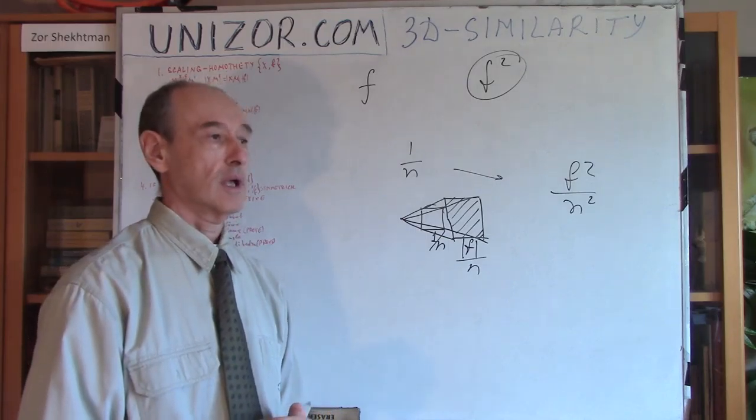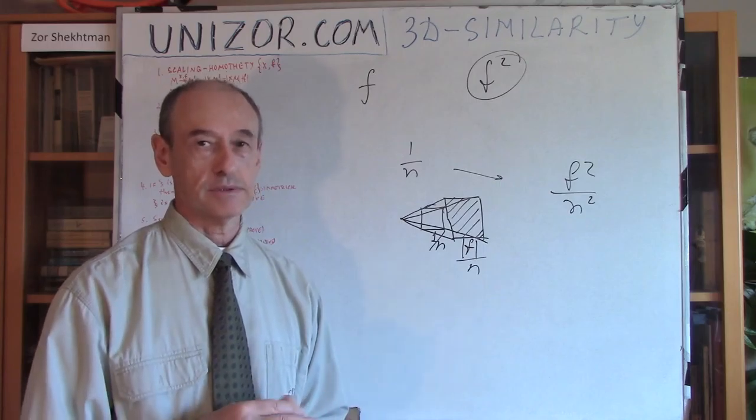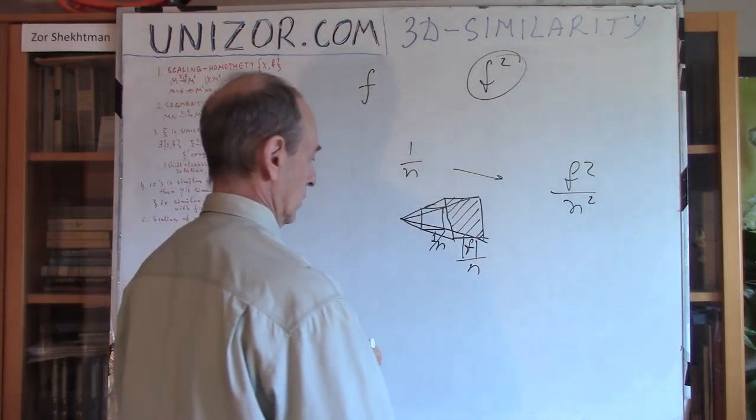Okay, now this is a square. How about any flat polygon? For instance, you have, I don't know, a hexagon.